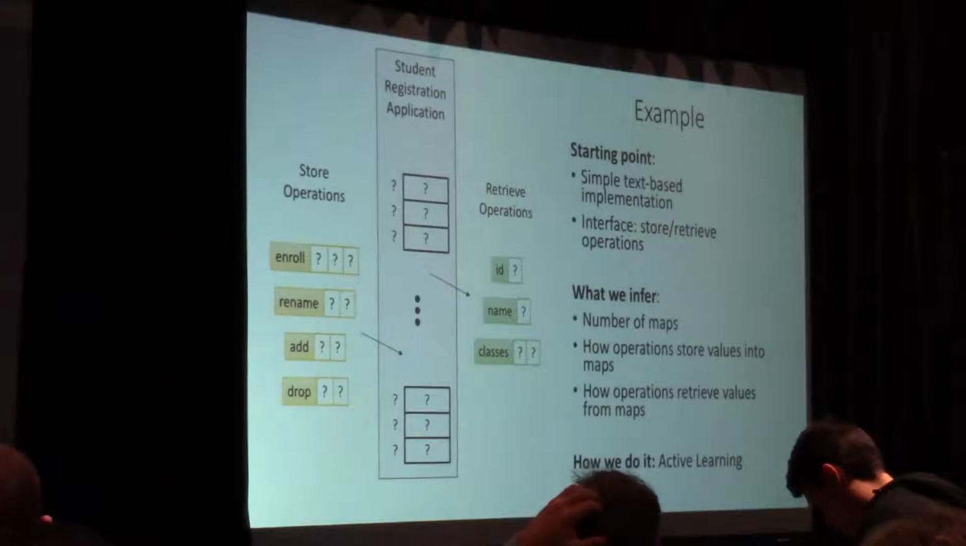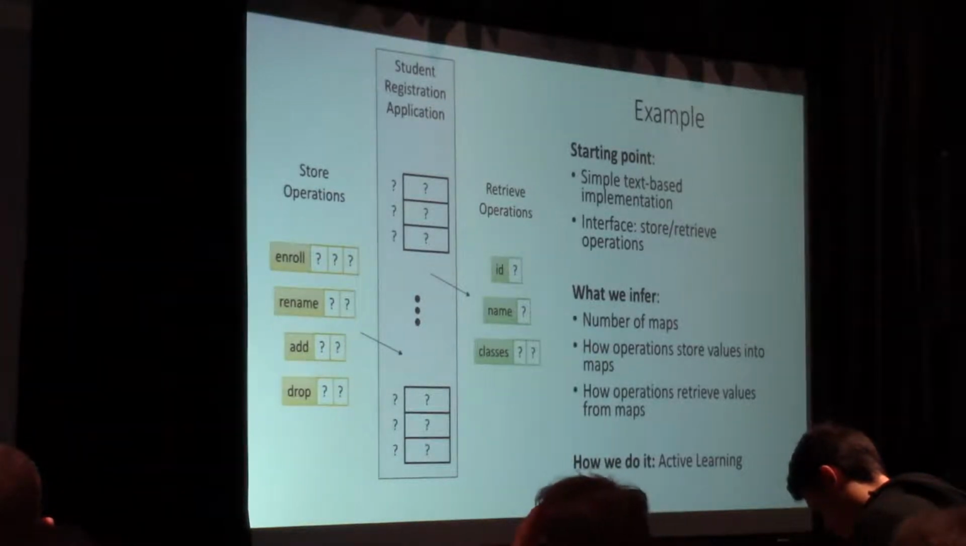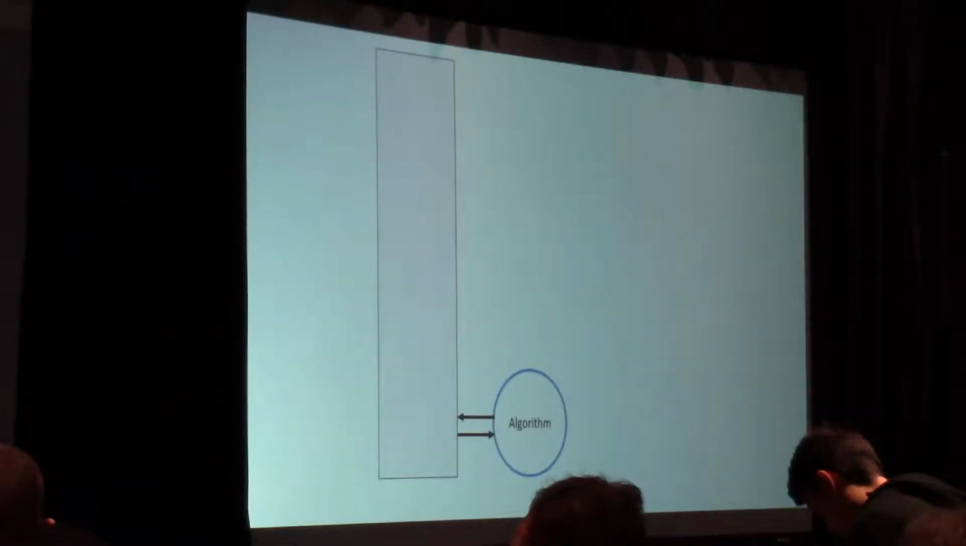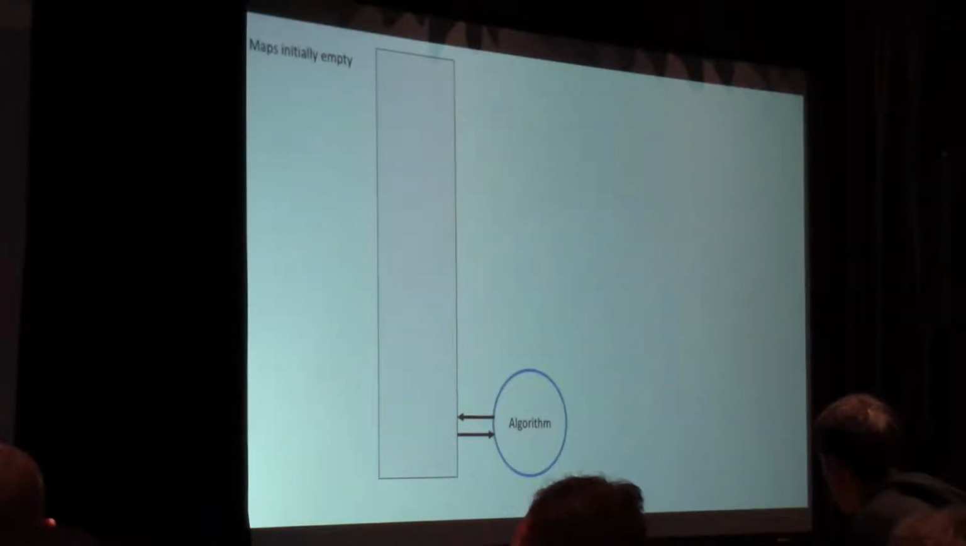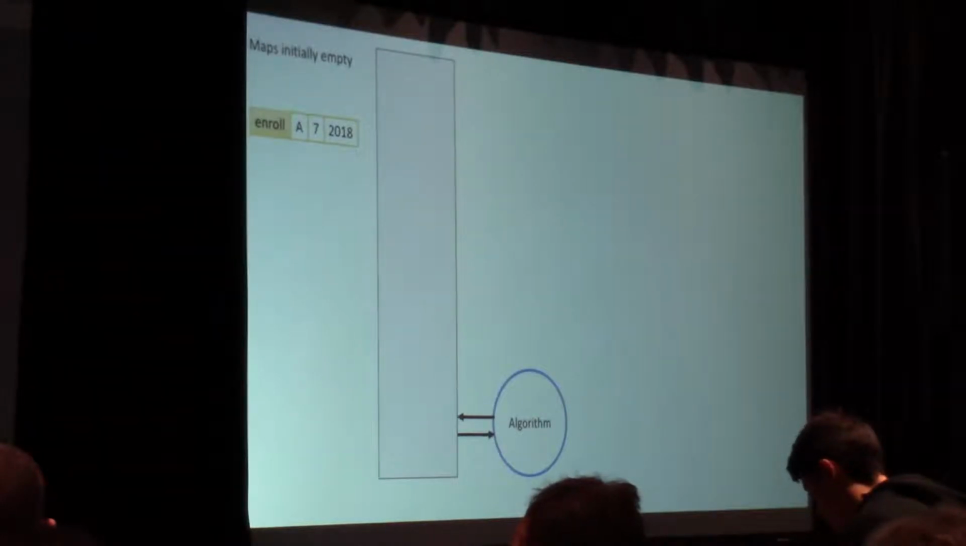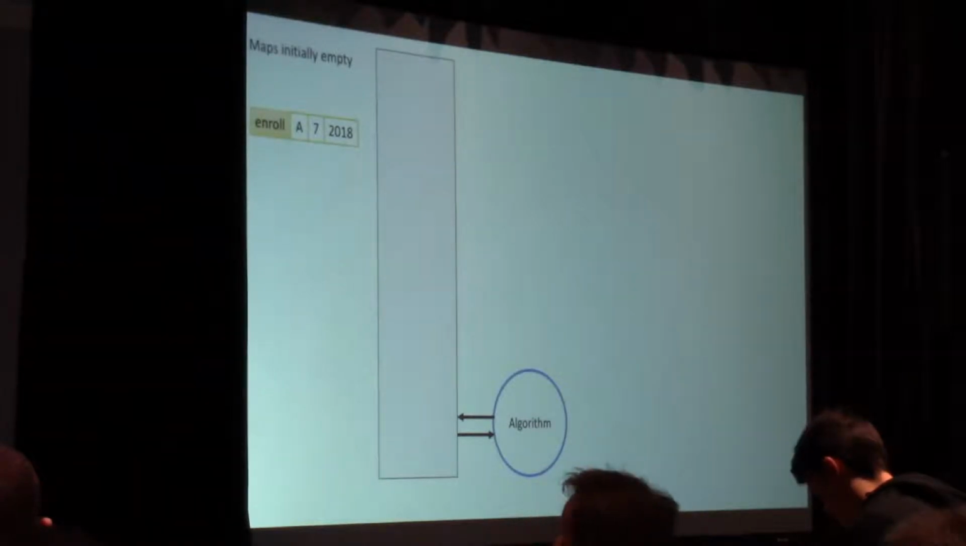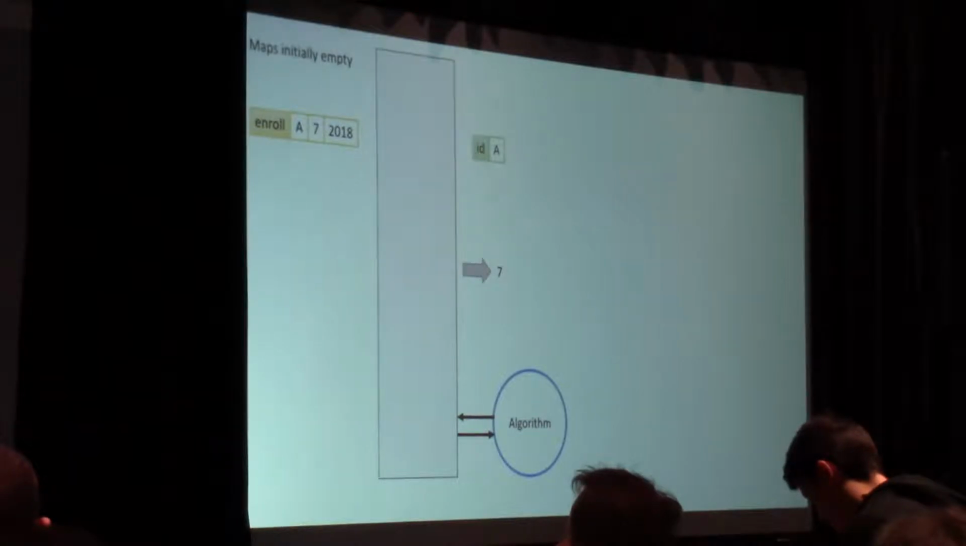So let's think about how we would develop a model of this program only by interacting with it through its interface. So we have to tell our program what the interface is. The interface here is we've got enroll, rename, add, and drop operations, and we have ID, name, and classes operations that retrieve information out of these maps. So we have our algorithm. First thing we do, we start with the initial empty maps, and we type: I'm going to enroll the student A with ID 7 in year 2018. All the values have to be distinct. You'll see why. Then I try to retrieve A and I get back 7 out.